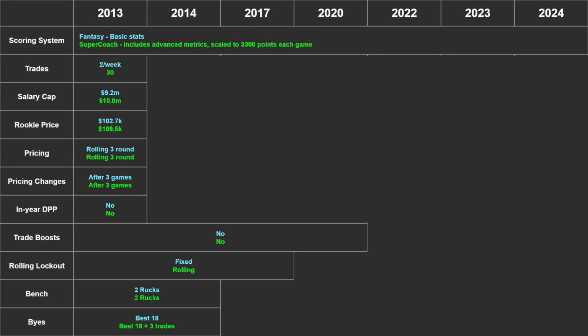And then covering off the last two here, we've got the bench. So both formats had 2 ruck emergencies on their bench. So what did they turn into? We'll go into that in a little bit. But yes, that is very different to now.